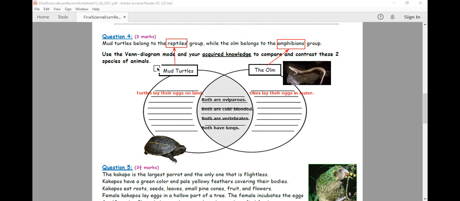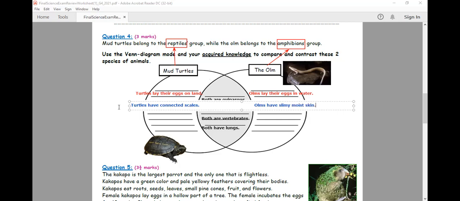Yalla, the second info. What covers their bodies? Mud turtles have scales connected to the shell. Bravo. Turtles have connected scales. Okay. What about amphibians? They have detached scales. No, they are amphibians. Think of the frogs, think of the salamanders, think of the caecilians. Slimy, moist, shiny skin. This is two.